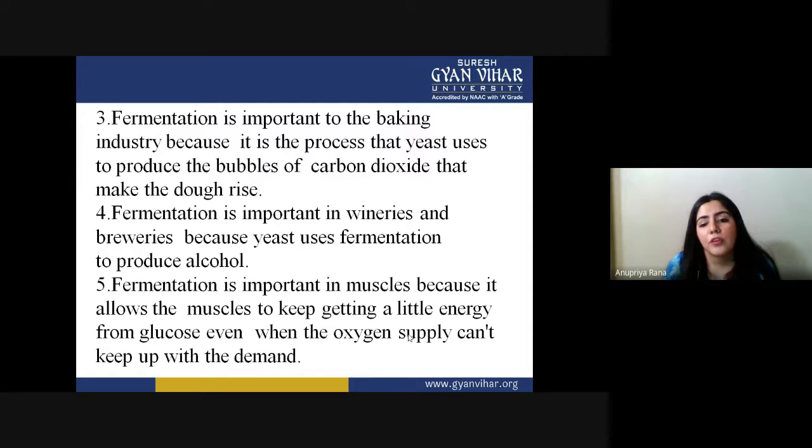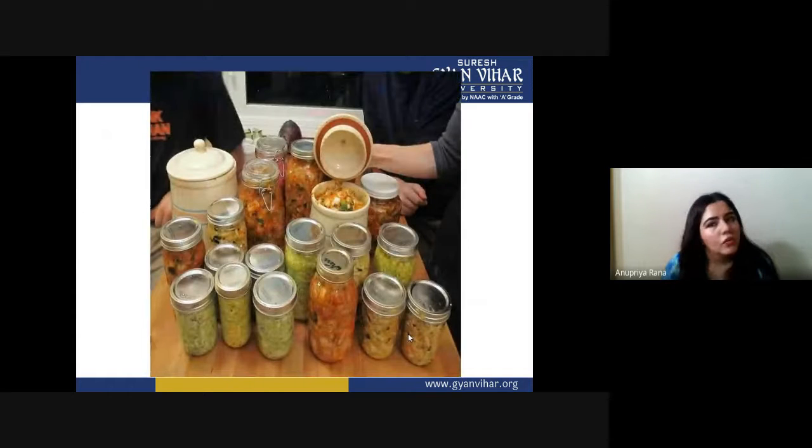Fermentation is important in muscle because it allows the muscle to keep getting a little energy from glucose even when the oxygen supply can't keep up with the demand. If a sufficient amount of oxygen is not present inside our muscles at that time, the fermentation process can give us a little energy to survive. That is also important. So this is all about the fermentation process.